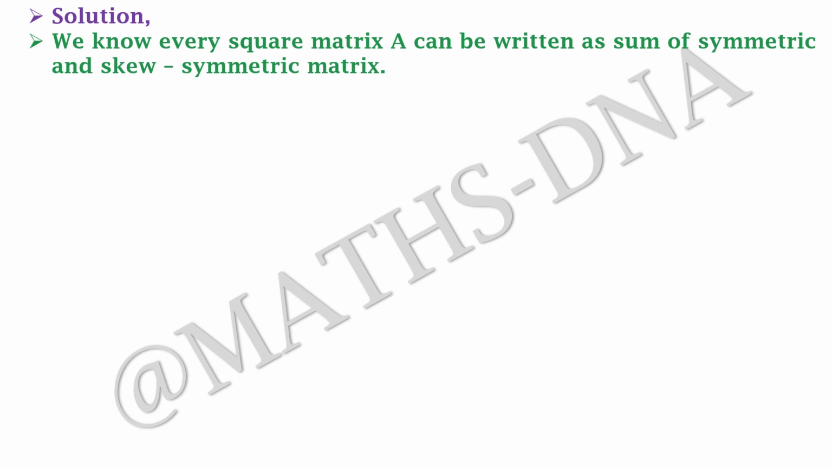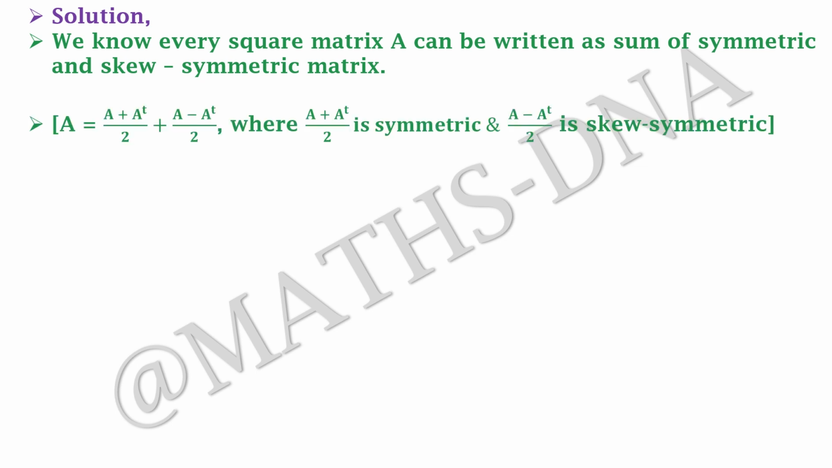Now let us solve the question by using the property that every square matrix A can be written as the sum of symmetric and skew-symmetric matrices. That is, let A be a square matrix, then A = (A + Aᵀ)/2 + (A - Aᵀ)/2, where (A + Aᵀ)/2 is a symmetric matrix and (A - Aᵀ)/2 is a skew-symmetric matrix. If you are unaware of such results, then watch my first video on the properties of skew-symmetric and symmetric matrices. It is up there in the I tab bar.